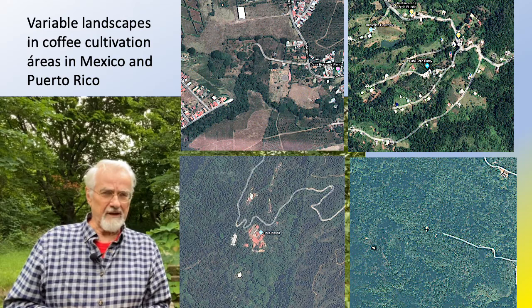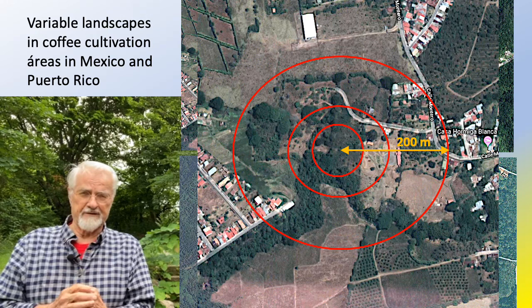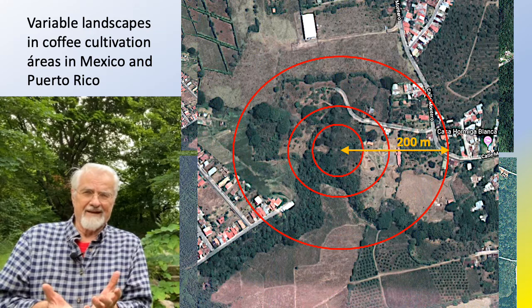Now I'm going to tell you about a study that was done in Costa Rica by Jack Avellino and his group at CATIE in Costa Rica. What they did was they took individual coffee farms and they drew circles around them. And then within the circles that they drew around them, they categorized what the vegetation was.